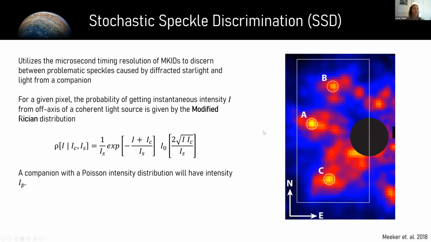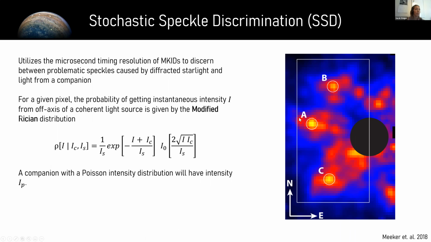So here on the right, this is data from a predecessor instrument to MEC called DARKNESS. At these 3 locations, one of them is an injected companion, and the other 2 are just speckles in the image plane. By eye, you can't discern which of these is the companion and which is the speckle.